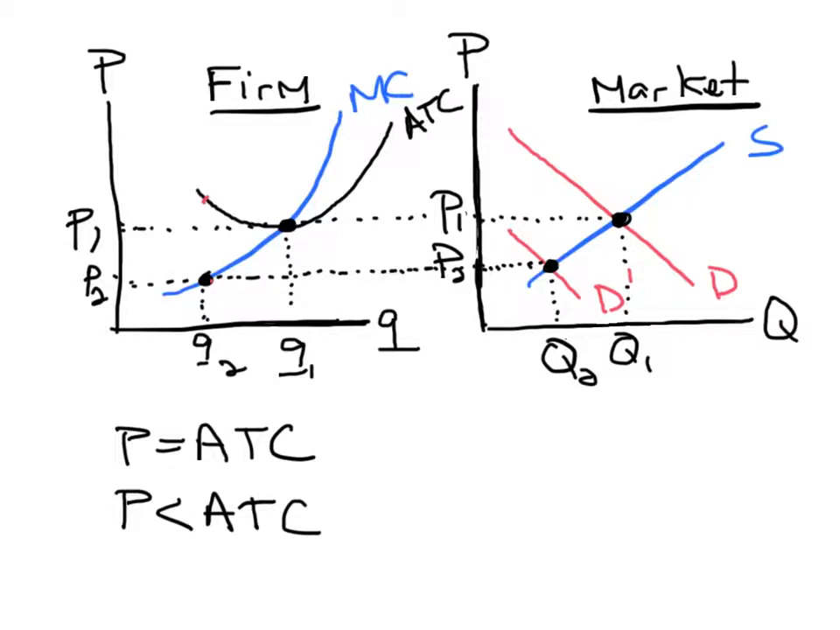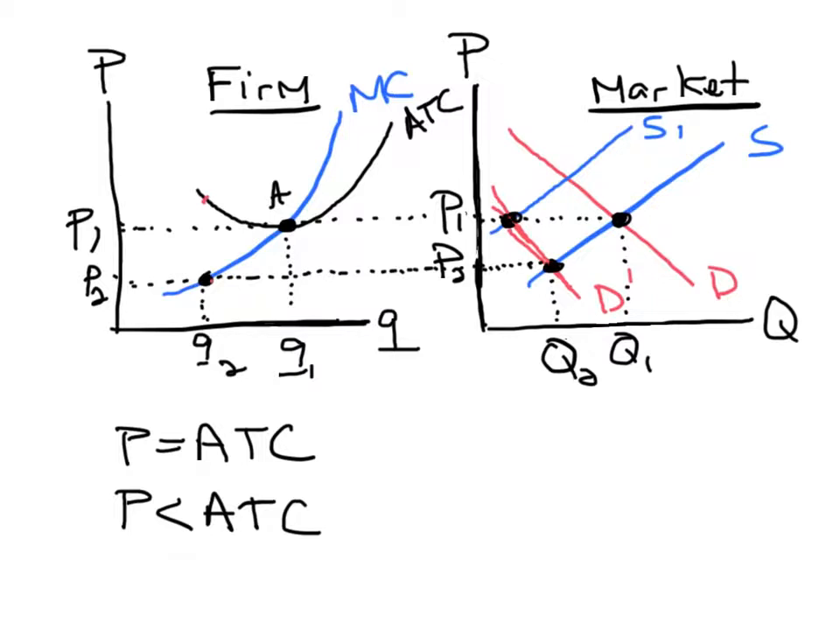So what that means is that we will see companies exiting this industry until the reduction in the supply drives the price up to the initial point A, where we are back at the equilibrium point that we actually had already. This is the same curve here. It's the same demand curve.